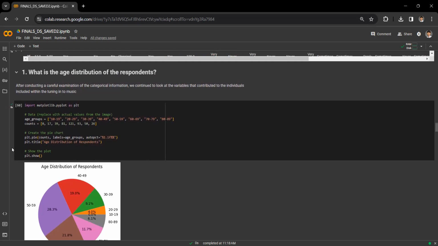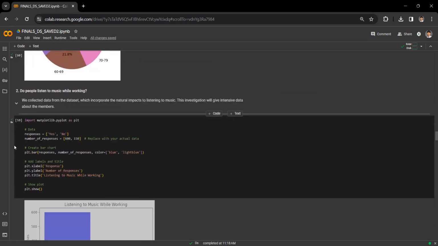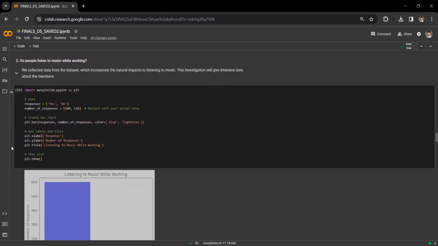In the first part, what is the age distribution of the respondents? After conducting a careful examination of the categorical information, we continue to look at the variables that contribute to individuals tuning into music. 2. Do people listen to music while working? We collected data from the dataset, which incorporates the natural impacts of listening to music. This investigation will give intensive data about the members.